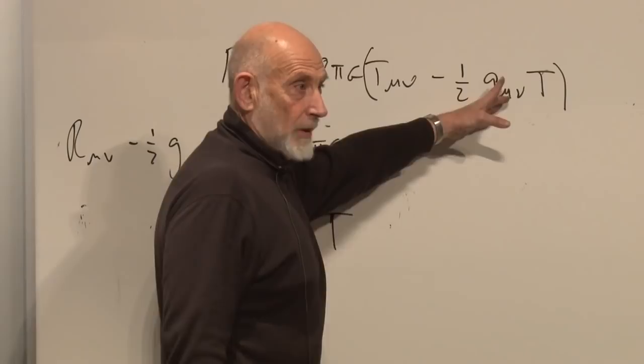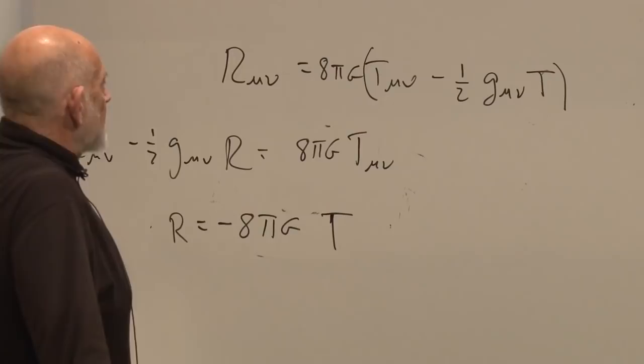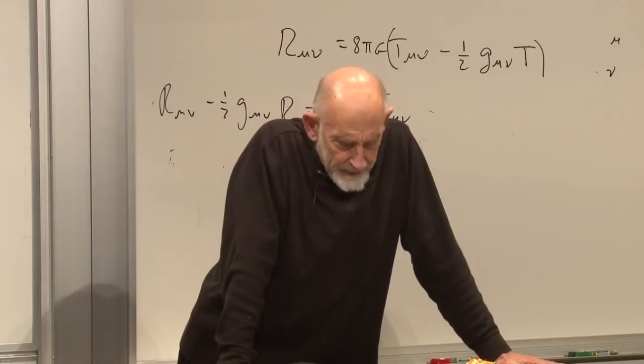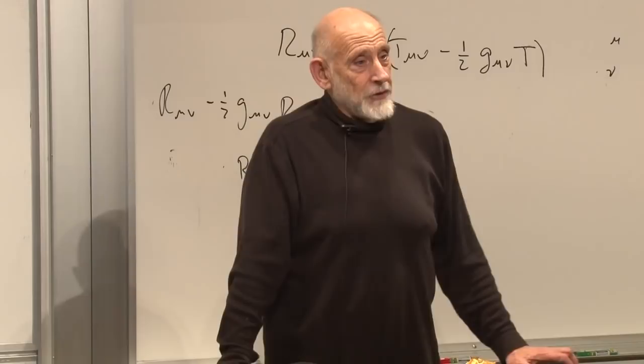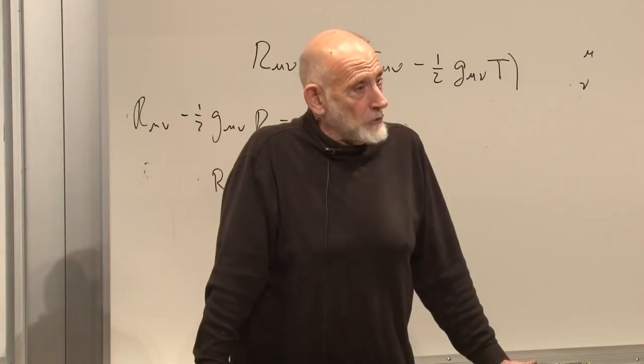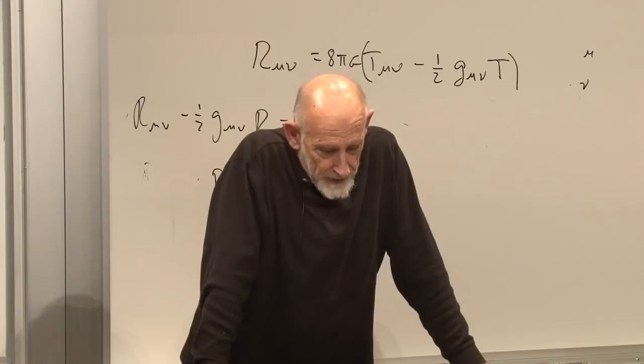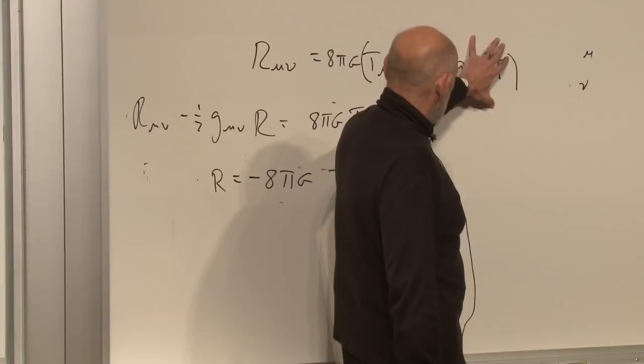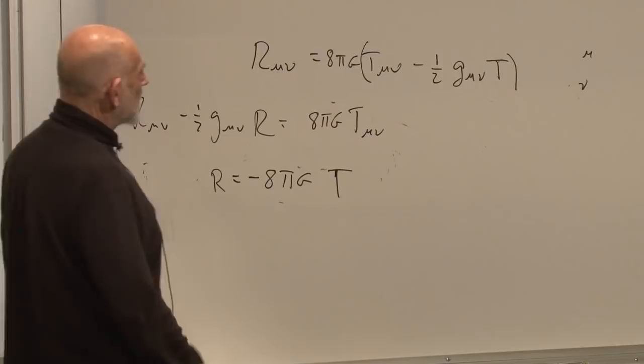Is there any physical significance to the scalar T? Yeah, it's called the trace of the energy momentum tensor. I'll tell you when it's zero. It's zero for radiation, electromagnetic radiation. It's zero for massless particles like photons or gravitons. For electromagnetic radiation, T would be zero. For particles with mass, the energy momentum tensor, this thing is not zero.